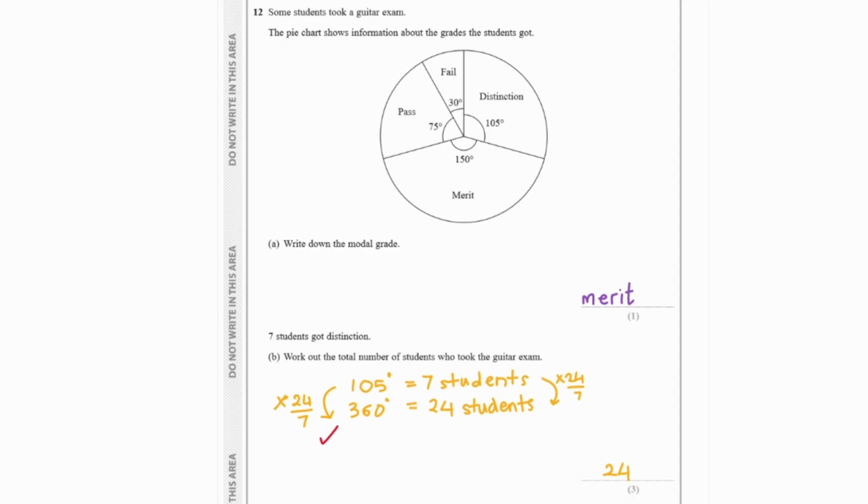This was a 3-mark question, and the first mark would be given for recognizing that 105 degrees has been multiplied by 24 over 7. A second mark for multiplying 7 by 24 over 7. And a third mark for a correct final answer of 24. Part A was also worth 1 mark for a correct answer of merit.